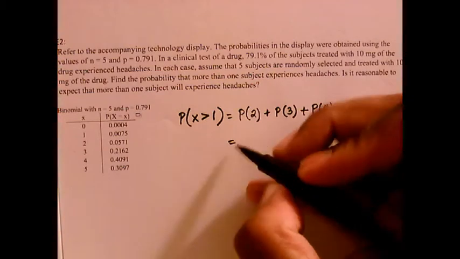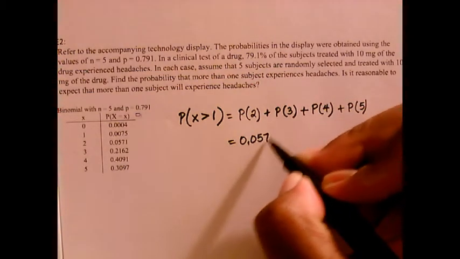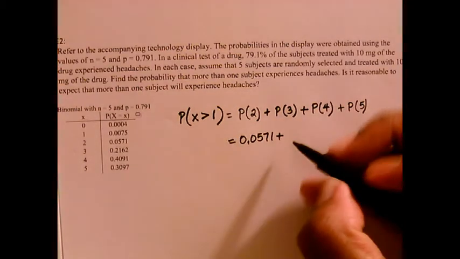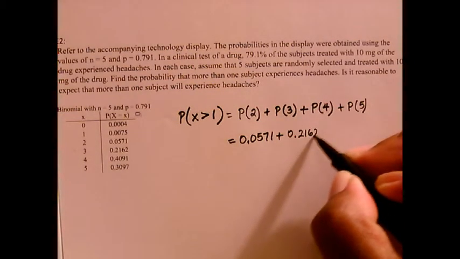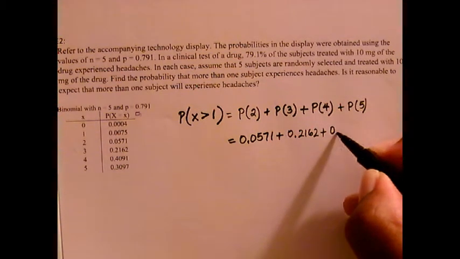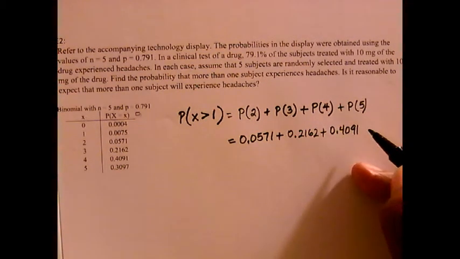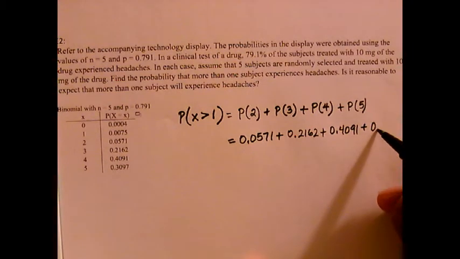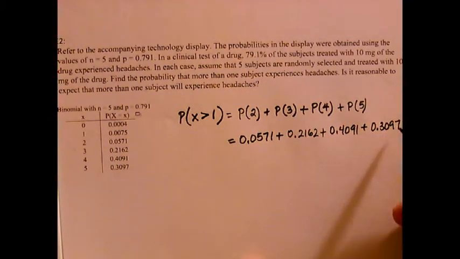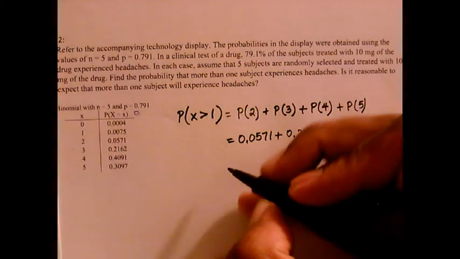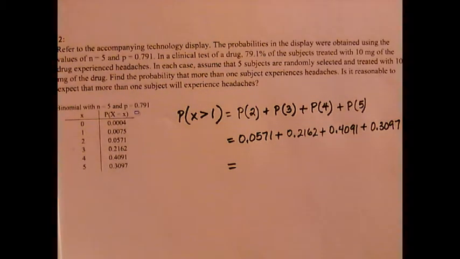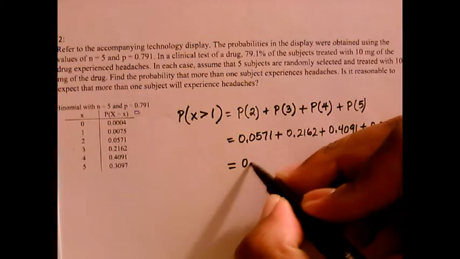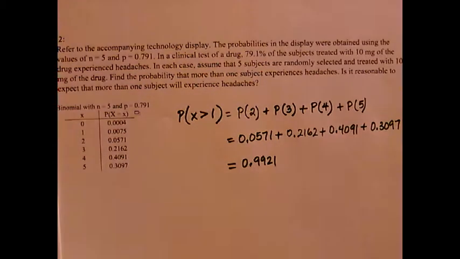The probability of 2 was 0.0571, plus the probability of exactly 3 was 0.2162. For 4, it was 0.4091. And for 5, it will be 0.3097. So all we have to do there is just add those decimal values together. You'll get 0.9921. So the probability that more than one subject experience headaches will be 0.9921.